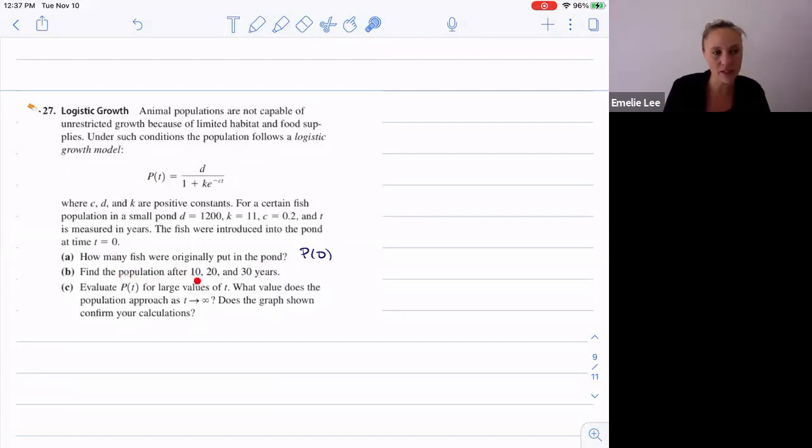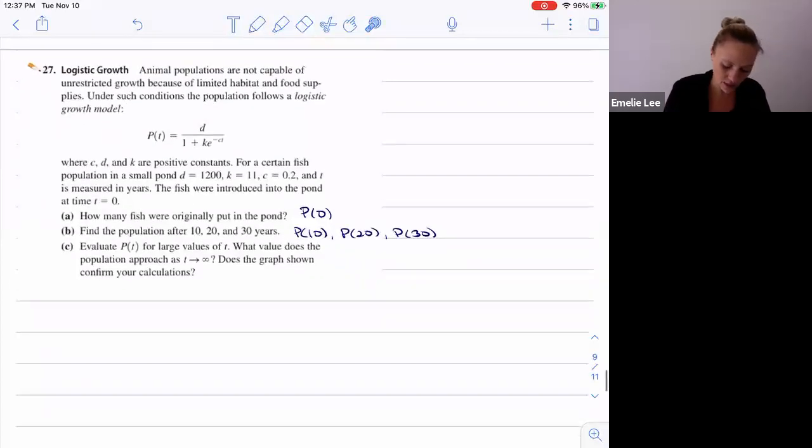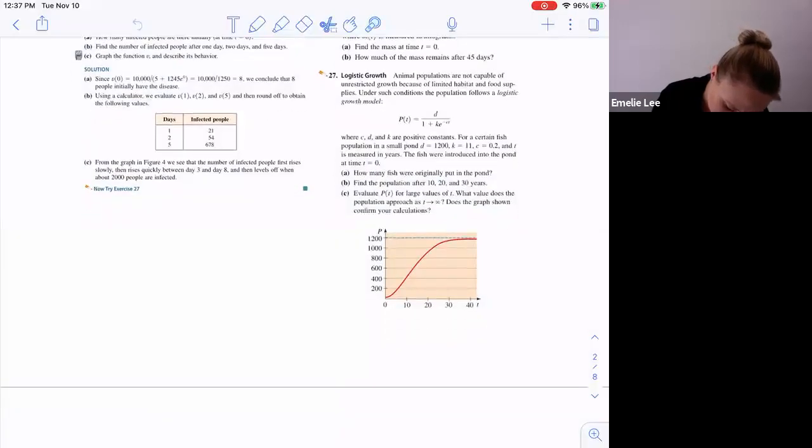Here, find the population after 10, 20, and 30 years. What we're finding is P of 10, P of 20, and then P of 30. Evaluate P of t for large values of t. So what we're going to do is we're going to use the graph. What value does the population approach as t goes to positive infinity? So as time goes on, does the graph shown confirm your calculations? So I'll bring in that graph that I cut off.